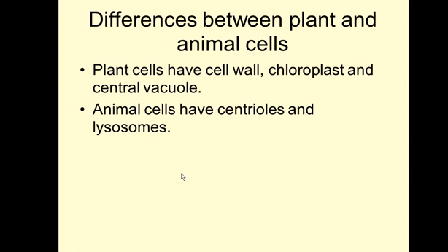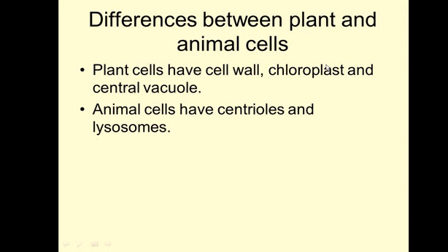Okay, so let's now talk about the main differences between plant cells and animal cells. Both plant cells and animal cells are eukaryotic cells. Plant cells have a cell wall, chloroplast, and a central vacuole. Plant cells have a cell wall, animal cells don't. Because of this, plant cells are very big and have a shape. Animal cells are small and round.